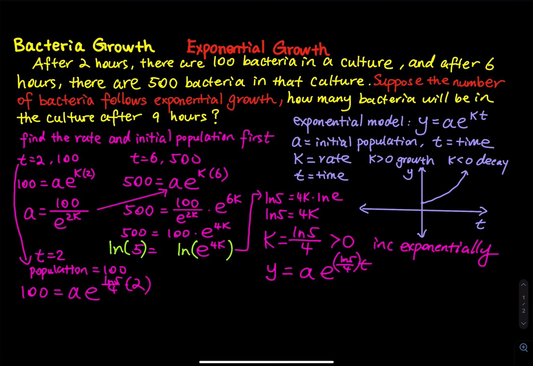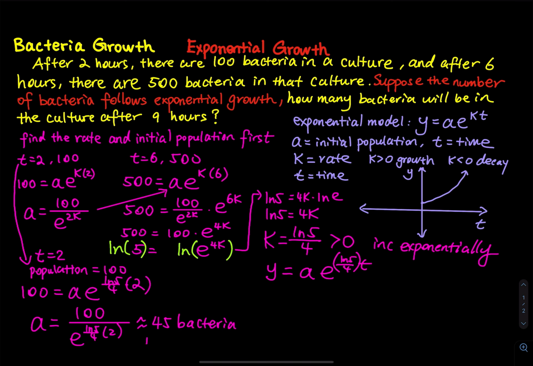And then we can solve for a, right? So a is equal to 100 divided by the entire e to the ln phi divided by 4 and then times 2. That one we do have to approximate. Since this is the number of bacteria, it doesn't make sense to have half a bacterium. I would just round this to the nearest integer, so this is approximately equal to 45 bacteria.